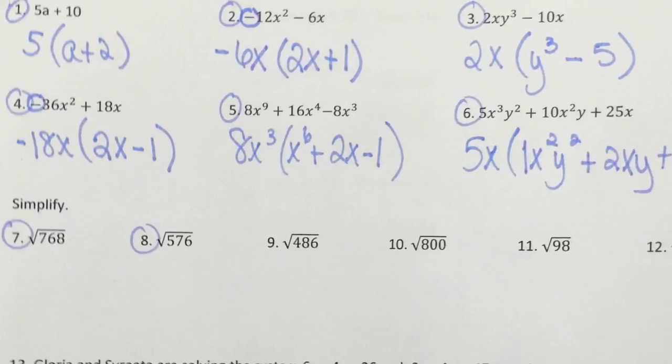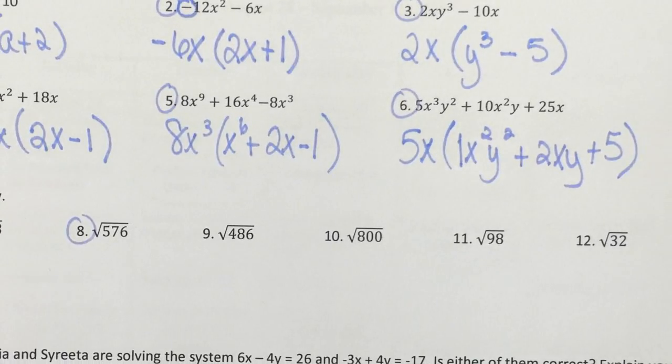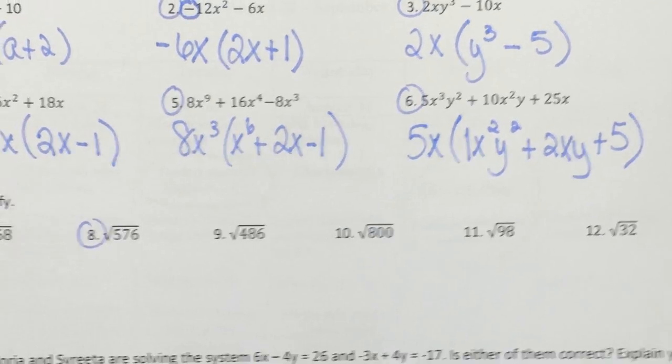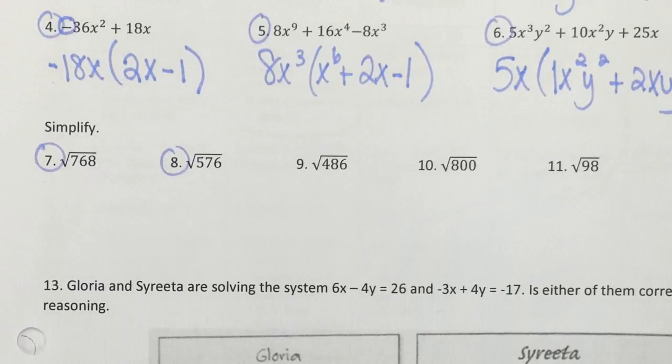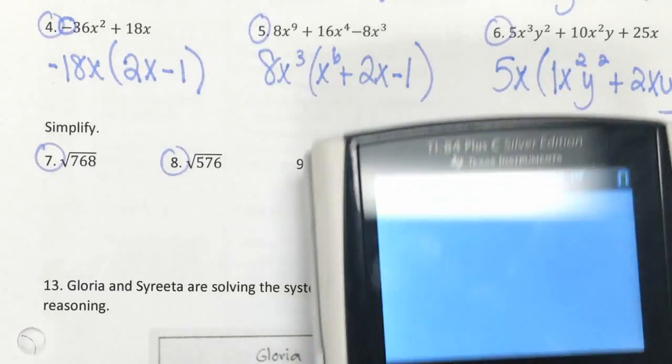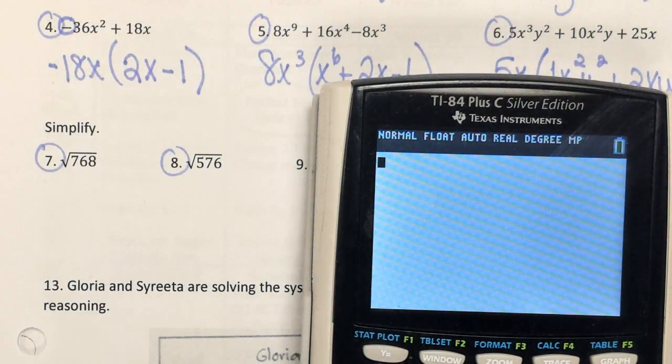All right, here we go. Number 7. Yes, ma'am. You certainly could. You could just put X squared. All right, here we go. 576. Do you remember all those perfect squares? Yeah. I can.